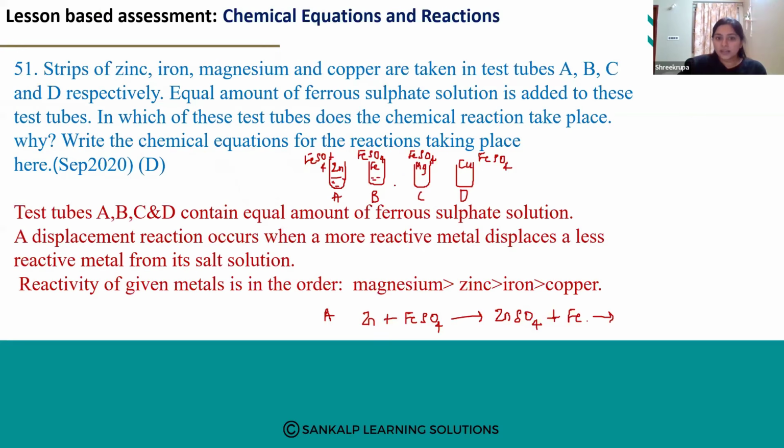But in the test tube B, FeSO4 is reacting with Fe, same metal. So can we observe any reaction here? No, because the metal is same. That is why we cannot observe any reaction in test tube B, and in test tube D, reactivity of copper is less than iron. That is why copper cannot displace iron from its compound, and that is why we cannot observe any reaction in test tube D.